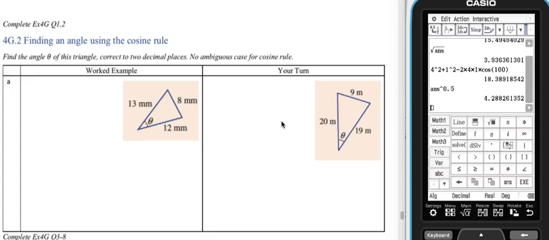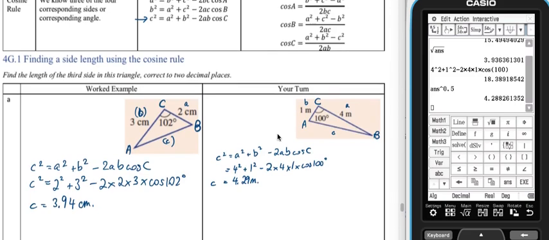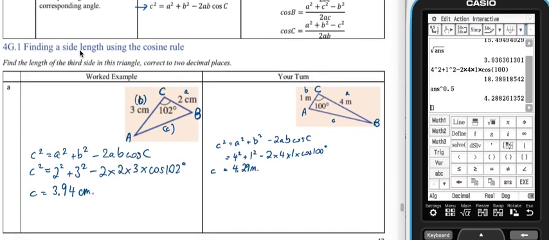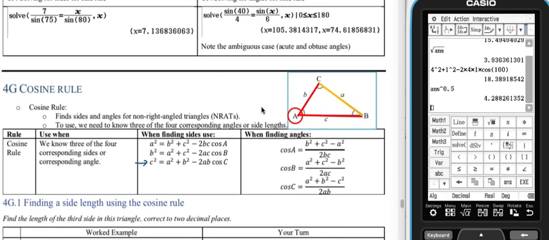In this video, we'll be looking at finding an angle using the cosine rule. Now in the previous video, we used the cosine rule to help us find a side length. Remember from this diagram here, the cosine rule needs two known sides and an angle to determine the opposite side.